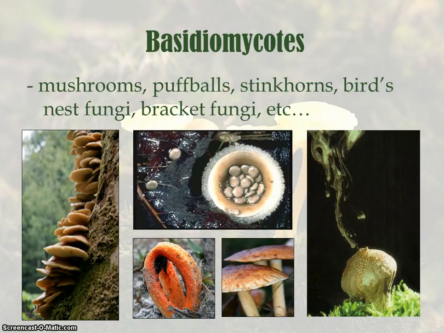The basidiomycotes would be mushrooms that we see growing on, say, the sides of trees in wooded areas. Puffballs are types of mushrooms, like in this picture, that puff out air, and in that air are their spores that catch on the wind and could spread for reproduction. Stinkhorns here at the bottom, bird's nest fungus, bracket fungi. These are all the normal types of mushrooms that you see growing out of the ground. These are the common types of basidiomycotes.